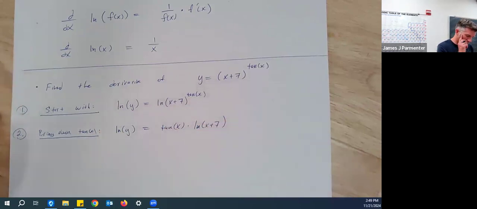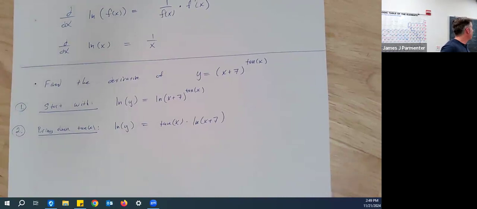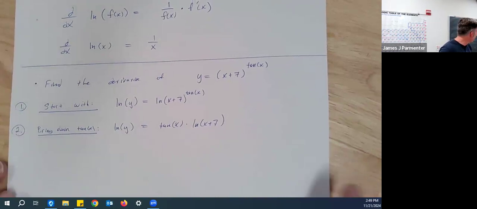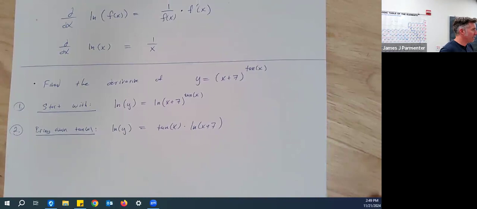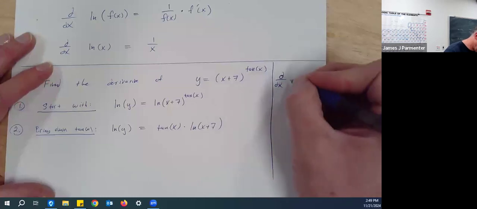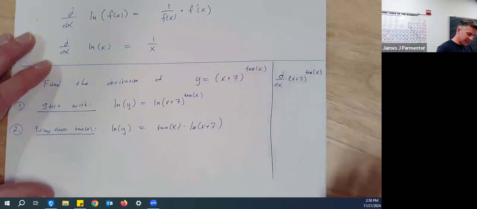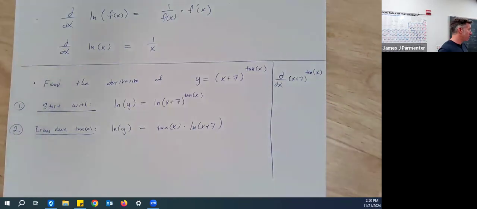All right, let's take a look. So, sure. Start by taking the natural log of both sides. I'll point out, if someone is writing a test and they're cruel, they might write it like this. Cruel is maybe an oversell, but if they were not feeling particularly generous, they might write it as find d/dx of (x + 7) to the tangent of x power.